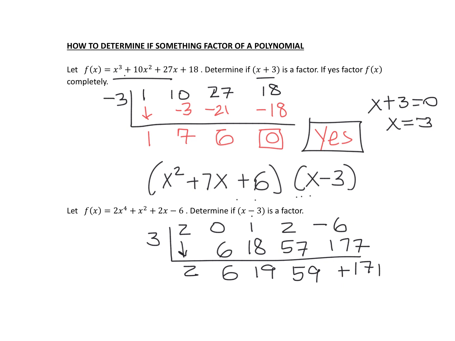And I get 171. Because this number here is not 0, I know x minus 3 is not a factor of this polynomial.